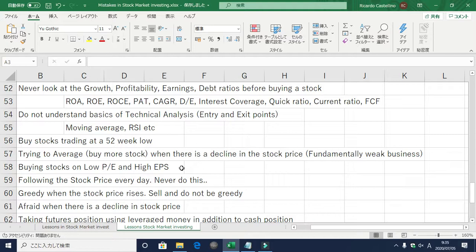Remember, you're buying a business, so there's no need to follow the stock price every day. Never do this. A lot of people keep checking the prices daily. You're buying a business. Imagine yourself as an owner. If you're an owner of a business, you should focus on how the business is doing, rather than checking the value of the business every day. Would you ask what the valuation is today? You won't do that if you're the owner. So that's exactly how you need to behave if you're an investor.